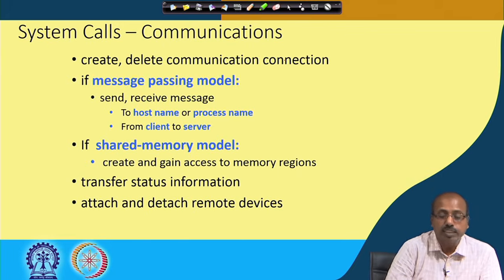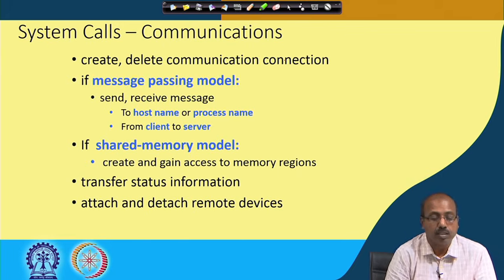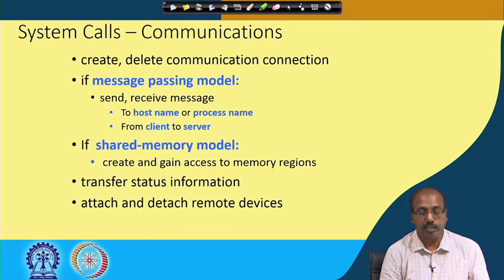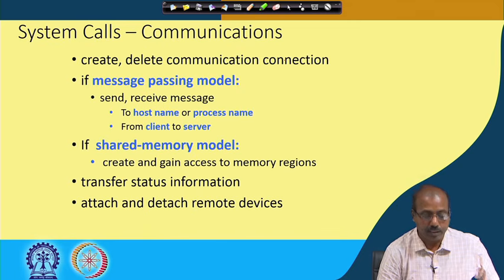Then for communication between the processes, we have to have create, delete communication connection system calls. So, this is one type of calls. If it is the message passing model, we have got send, receive messages. If we have got the shared memory model, then we want to create or gain access to shared memory regions.